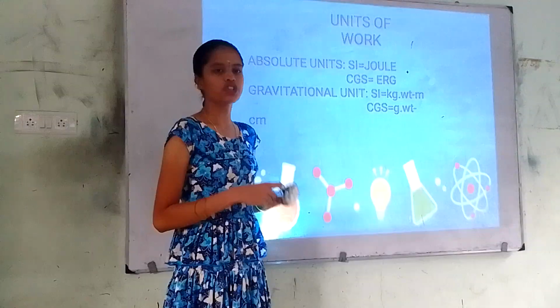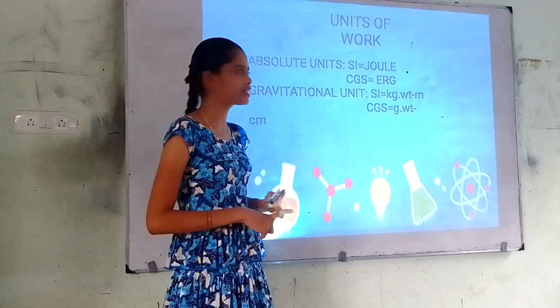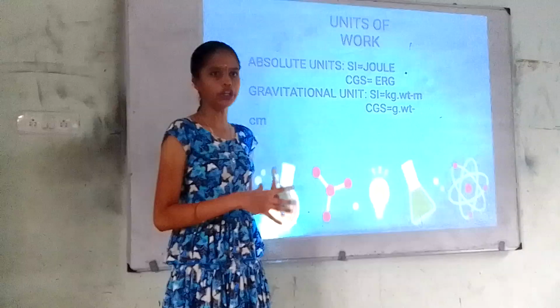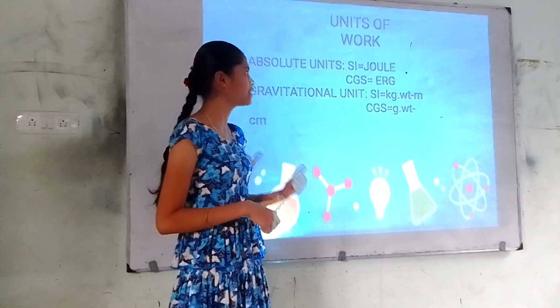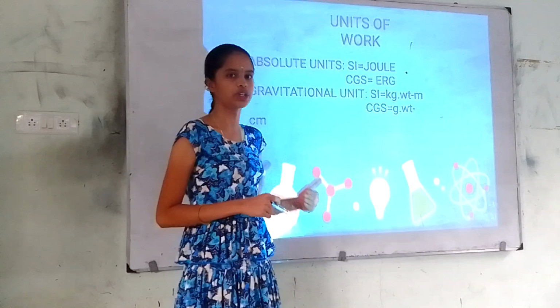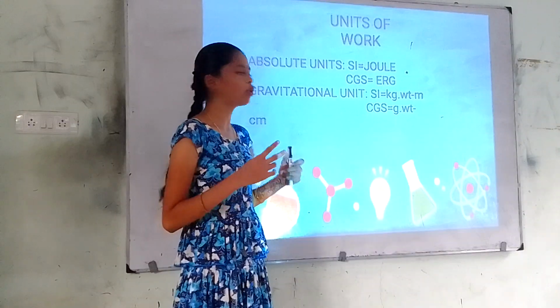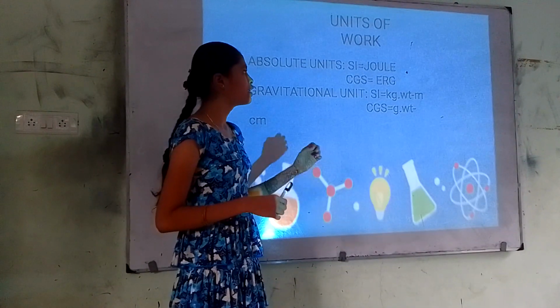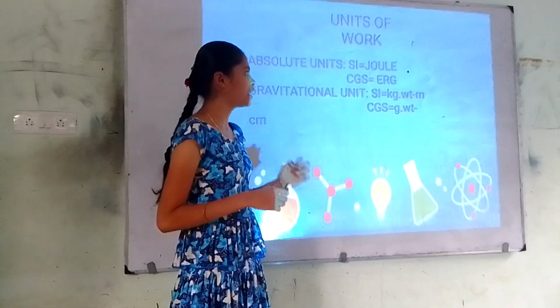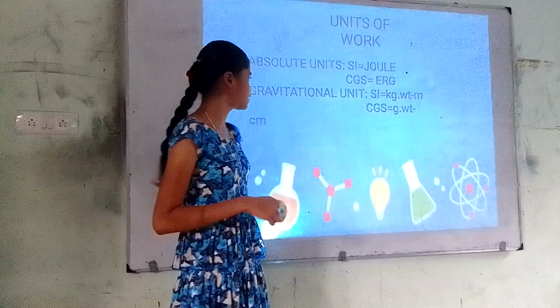Units of work done. Generally, there are two types of units. One is absolute and another one is gravitational unit. In absolute unit, we have two types, SI and CGS. SI unit of work is joule and CGS unit is erg. Gravitational unit also has two types, SI and CGS. In SI we have kg weight per meter and in CGS gram weight per centimeter.